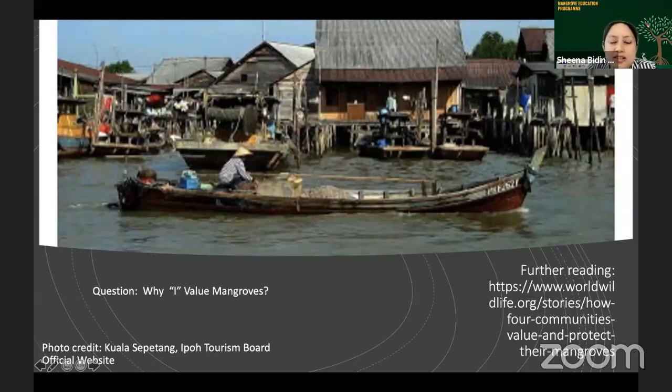Okay, an interesting response from Yan Chi. She said, if I value mangrove, mangrove will value us. Wow, that's very deep, yeah? Sanjana, do you want to share on why you value mangrove? And Arif said, I value mangrove because it acts as a natural dam. Yes, Sanjana.